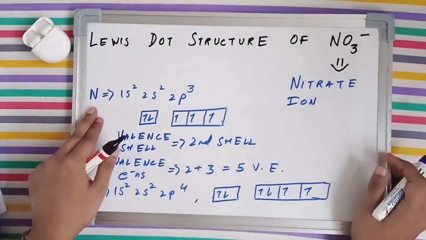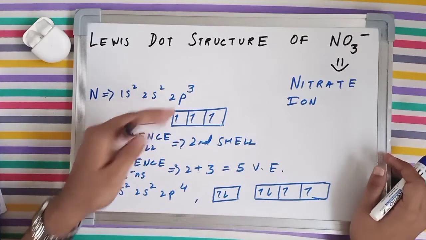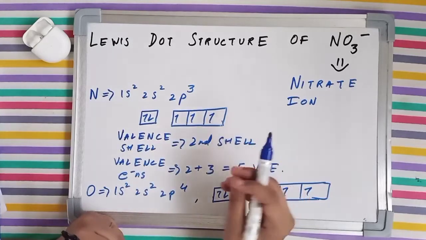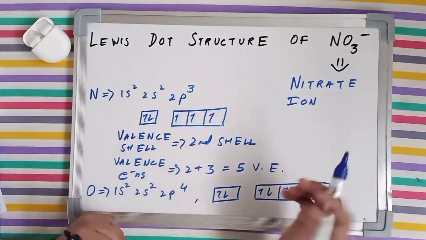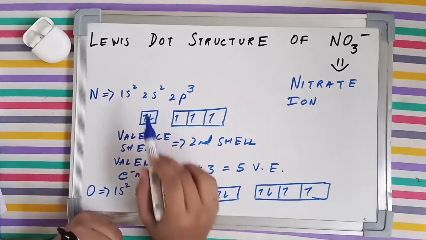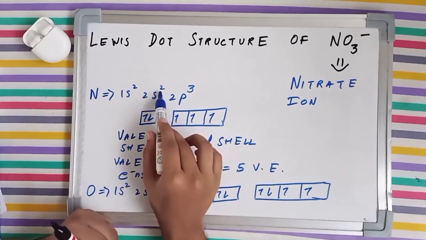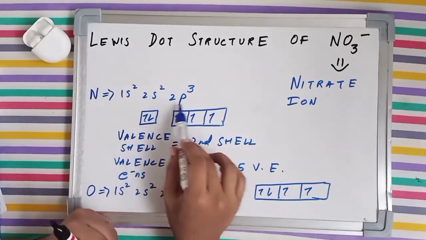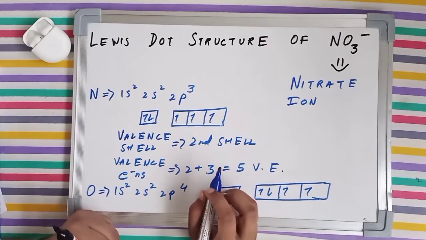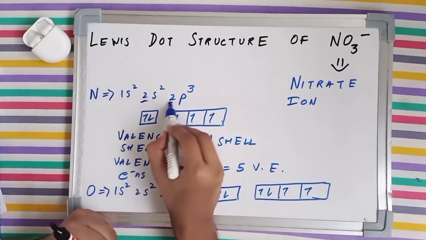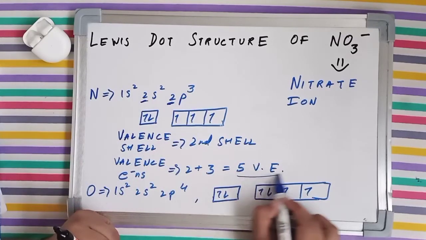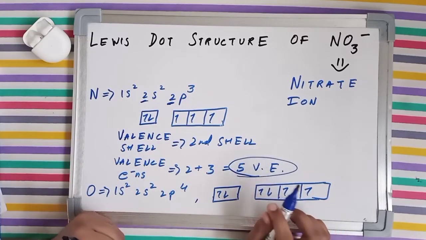So the electronic configuration of nitrogen is 1s2, 2s2, 2p3. I've drawn the orbital diagrams for 2s and 2p because we are concerned with the valence subshells and valence shells as well as valence electrons. Now in 2s subshell you've got 2 electrons because it is written 2s2, and in 2p3 you've got 3 electrons, 1 2 3. So its valence shell is the second shell having valence electrons 2 plus 3, which is 5 valence electrons, 5 VE.